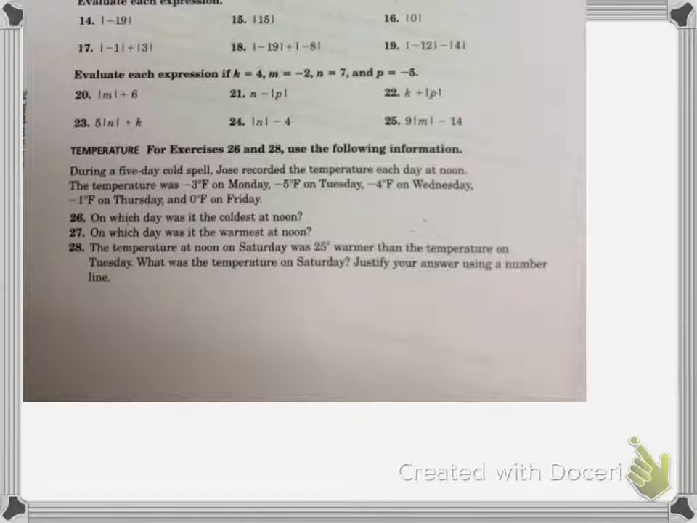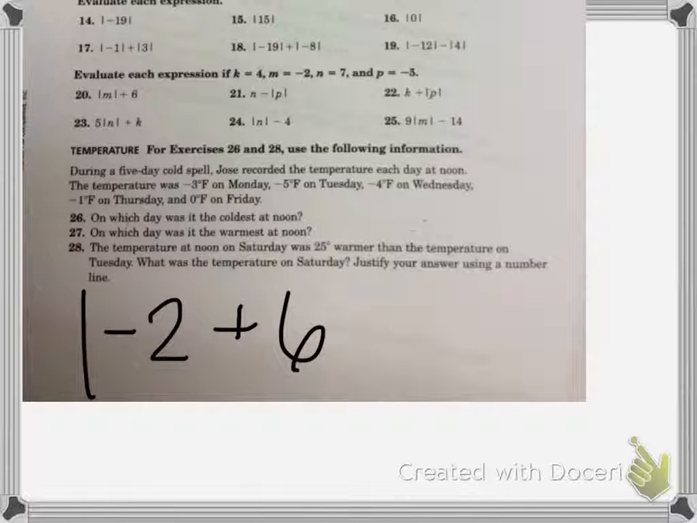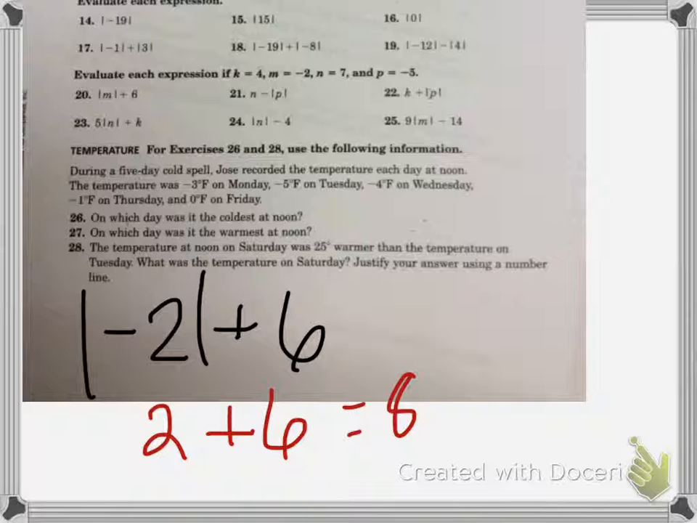So for example, on number 20, it says M plus 6. So you're going to look for M, and that's -2. So you're going to write -2 plus 6. But this is the absolute value of -2. Now you're going to solve it by changing -2 to its absolute value. And the absolute value of -2 is 2. So you're going to change it to 2 plus 6 and then solve it, which is 8. So the answer for number 20 is 8.